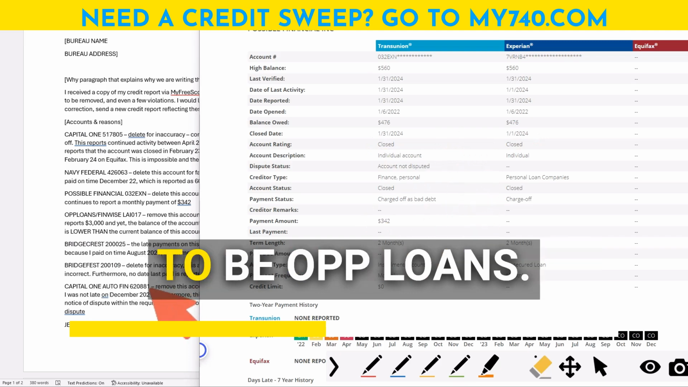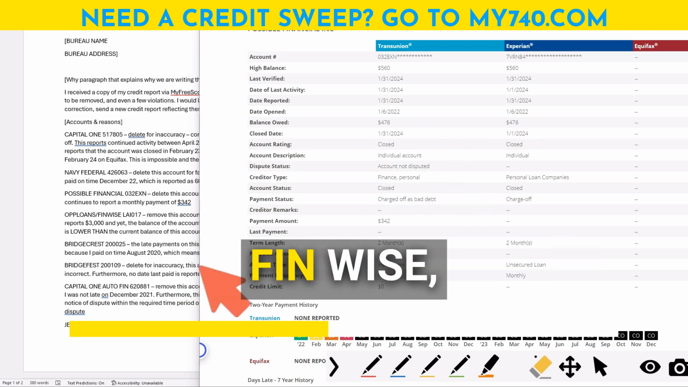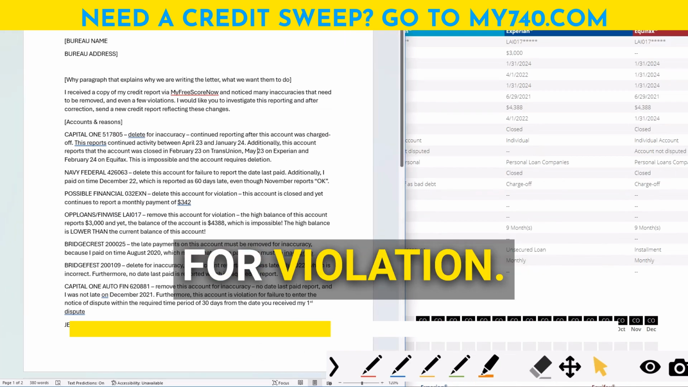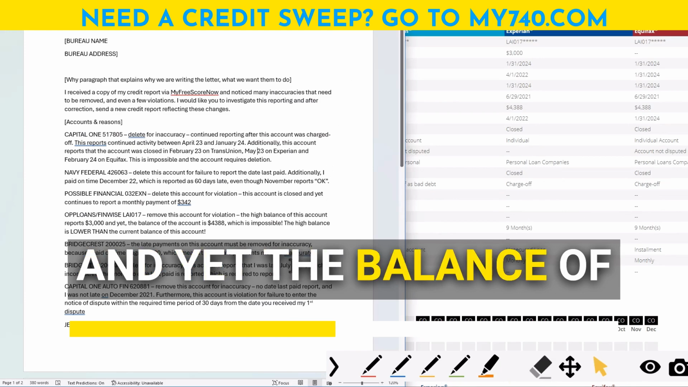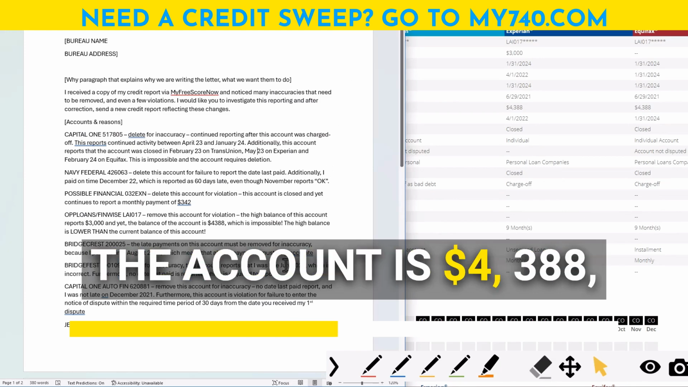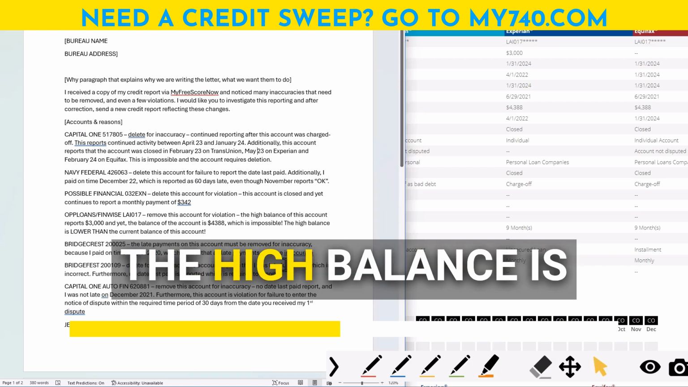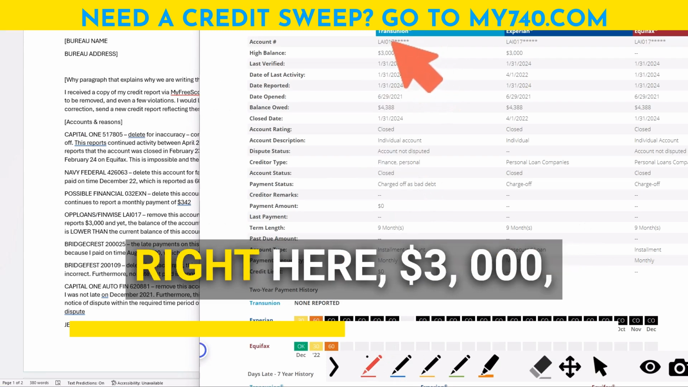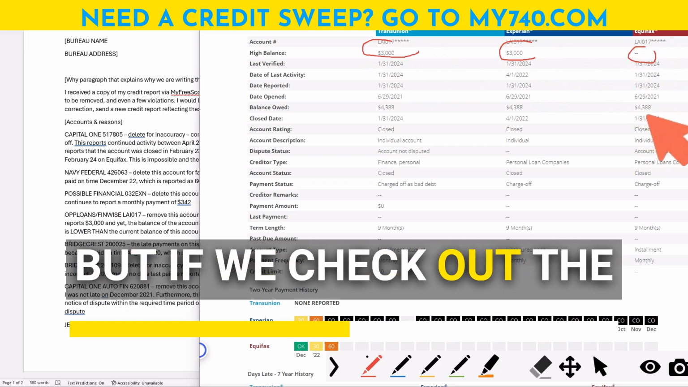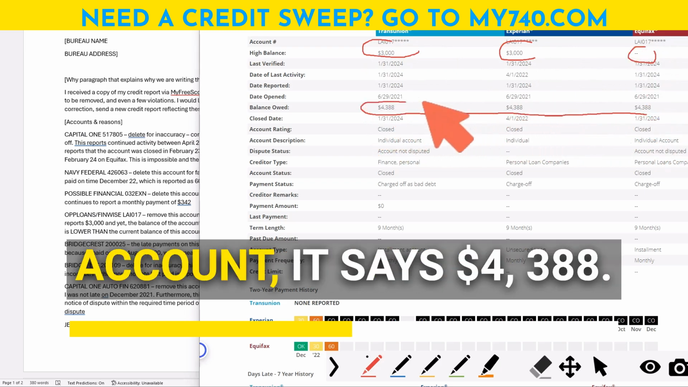The next one is going to be OppLoans, FinWise. Remove this account for violation. The high balance of this account reports $3,000, and yet the balance of the account is $4,388, which is impossible. The high balance is lower than the current balance of this account. The high balance is right here, $3,000, nothing. But if we check out the actual balance of the account, it says $4,388.